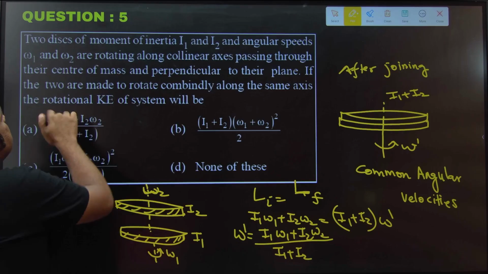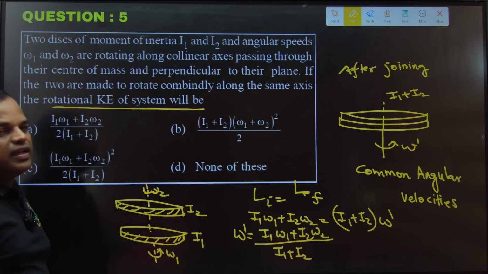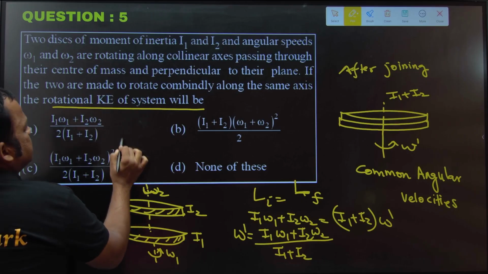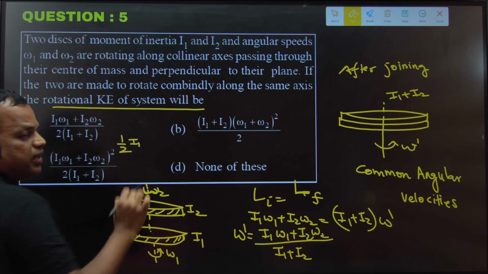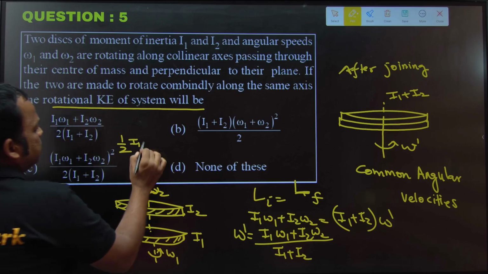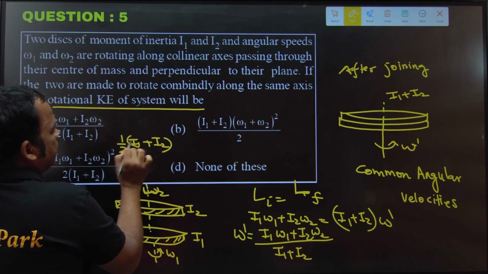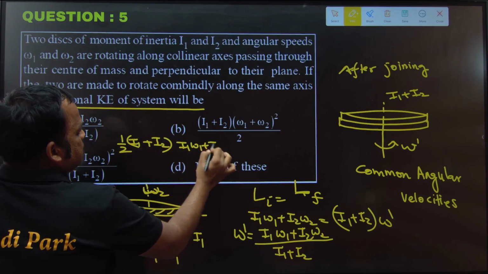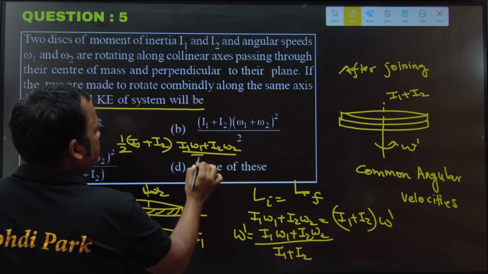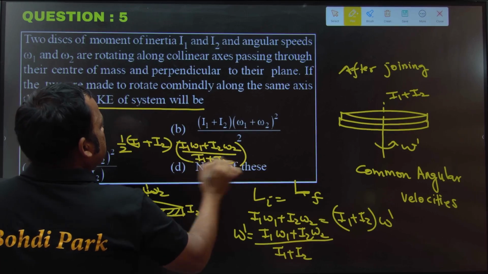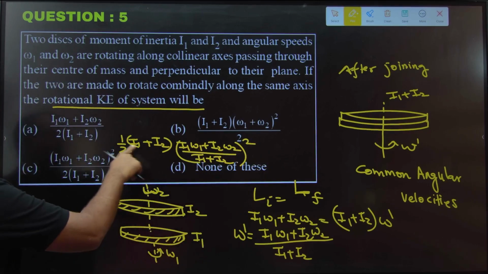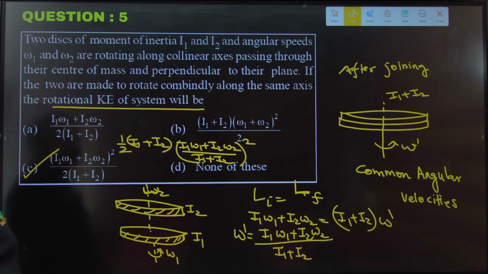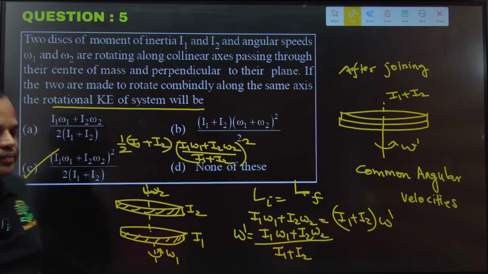But the question is asking what is the rotational kinetic energy. So how do we find that? Rotational kinetic energy is half I omega square. So for the system it is half (I1 plus I2) into omega dash square, so half (I1 plus I2) into ((I1 omega 1 plus I2 omega 2) by (I1 plus I2)) whole square. So this I1 plus I2 is cancelled and we'll get the third option. Clear?